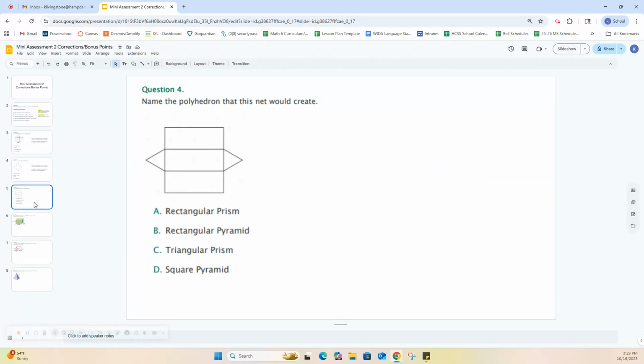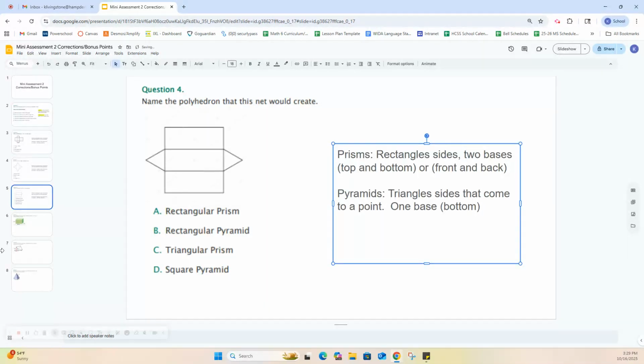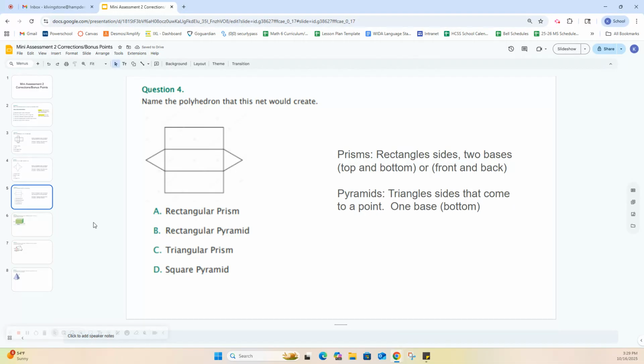All right, name the polyhedron this net would create. First I'm going to paste our information again. Let's decide prism or pyramid. Does it have rectangle sides and two bases, or does it have triangle sides that come to a tip and just one bottom? This would be a prism because we have rectangle faces. Now let's decide, is it a rectangular prism or a triangular prism? This is a triangular prism because we have two triangle bases. All right, let's keep going.